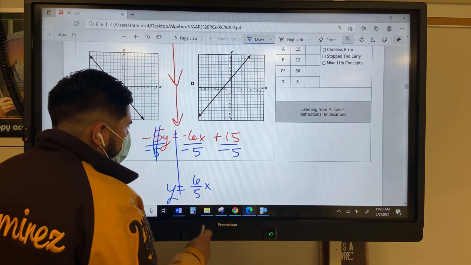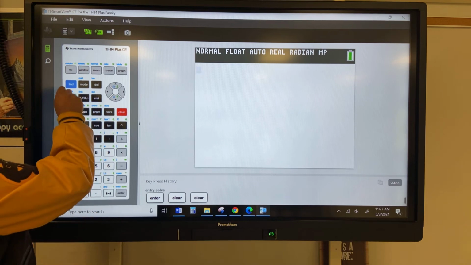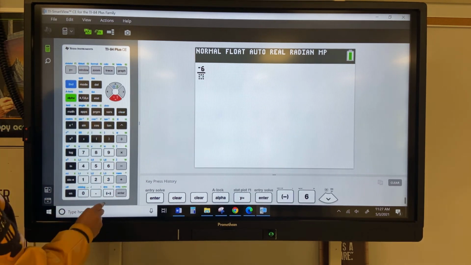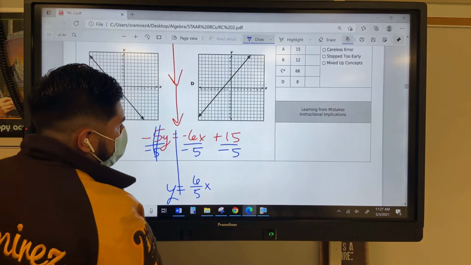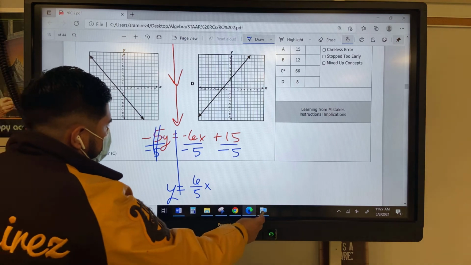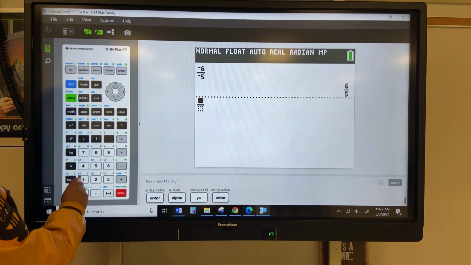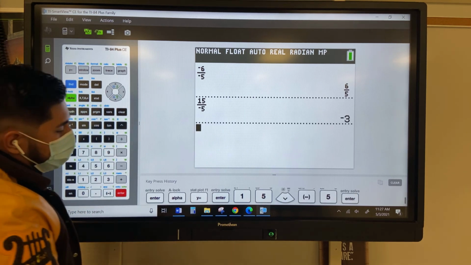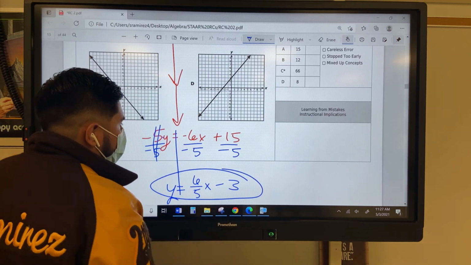We could check it right now. Negative 6 over negative 5. Alpha y equals. Enter. Negative 6 over negative 5, positive 6 over 5. I love it. 15 over negative 5. I don't know my division table. No worries. 15 over negative 5, negative 3. And you go to y equals.